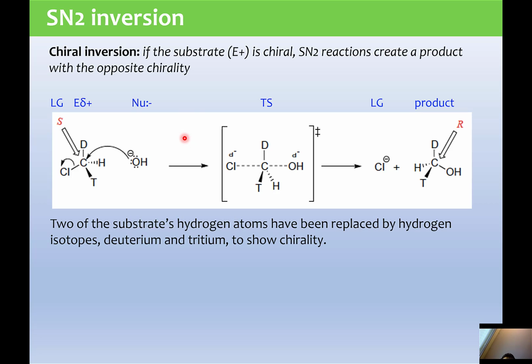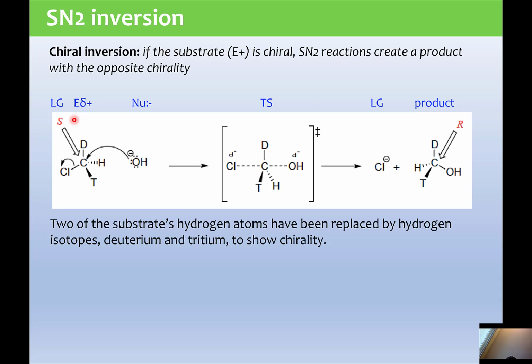Yes, so inversion, a bit more detail about the inversion here. This is another example. First thing, I'd like to see whether you can do this classification, identifying each component: the leaving group, the electrophile, the nucleophile, the transition state, the leaving group again, and the product. So it's good to identify which one is which.